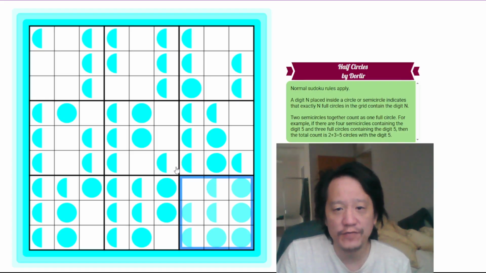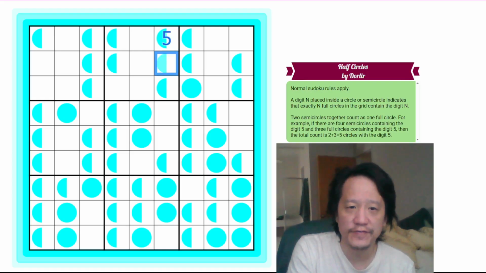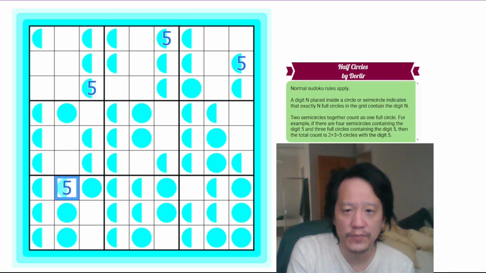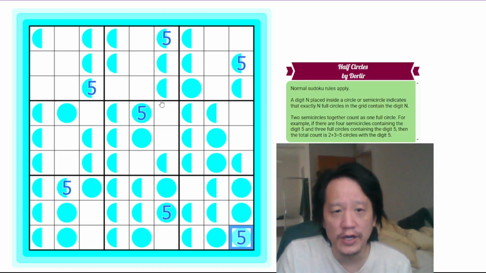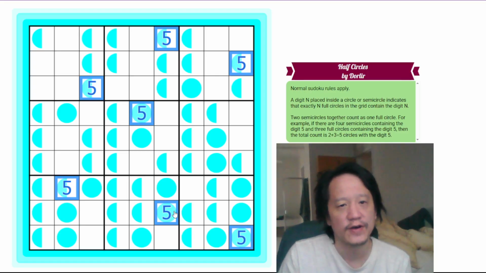For example, say we had 4 semicircles containing the digit 5. So say we had 5, 5, 5 here, and 5 here. And three full circles containing the digit 5. Say we had 5, 5, 5 here. Then the total count is 2, which is the semicircles, plus 3, which are the full circles, equals 5 circles with the digit 5.